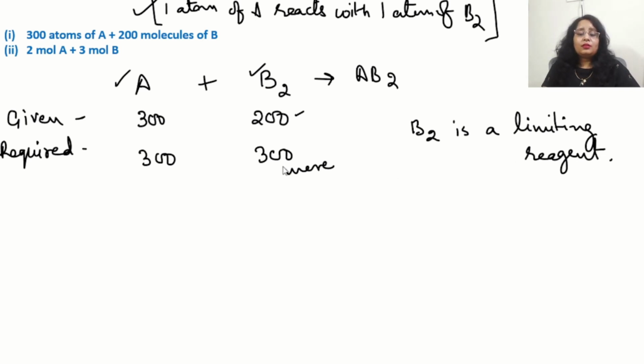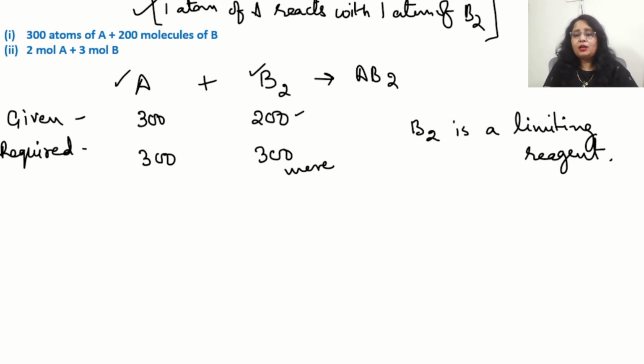Now the concept behind this is, B2's required quantity is 300 molecules and the given quantity is 200 molecules. It means while the reaction goes on, B2 will finish first, and as soon as B2 is finished, the reaction will stop working and the quantity of product is fully determined by the amount of B2. That's why B2 is our limiting reagent in this mixture.